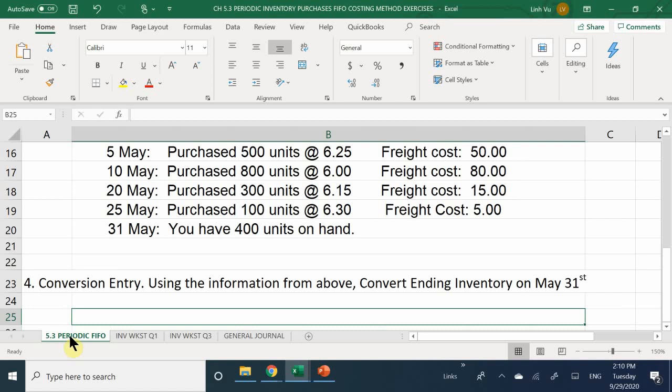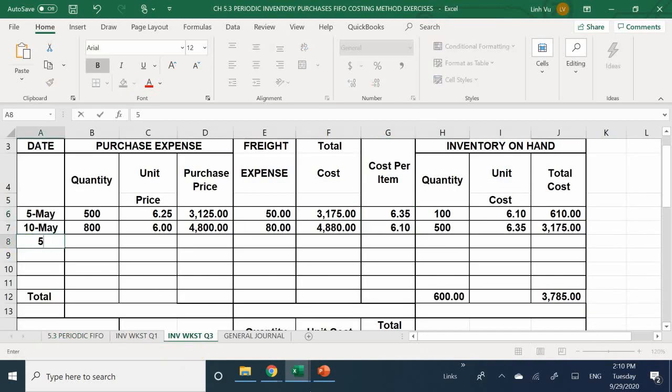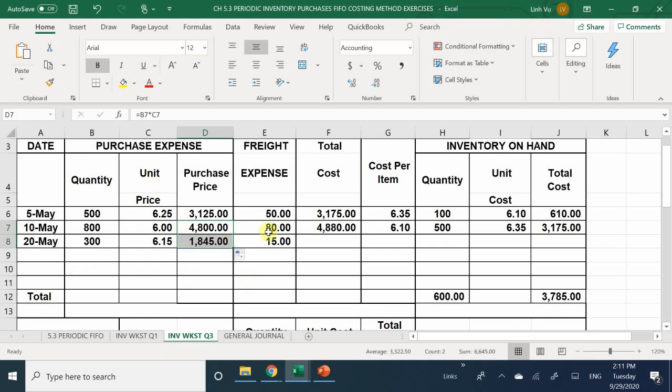Okay. And let's see what happened next. What happened on May 20th? On the 20th, we purchased 300 units at $6.15 with a freight cost of $15. So May 20th, we bought 300 items at $6.15, and my freight was $15. So what is my total purchase price here? $1,845. My total cost is $1,860. And what is my cost per item here? $6.20.